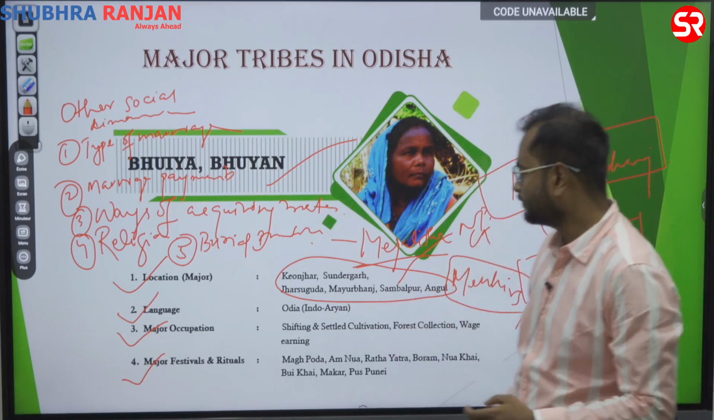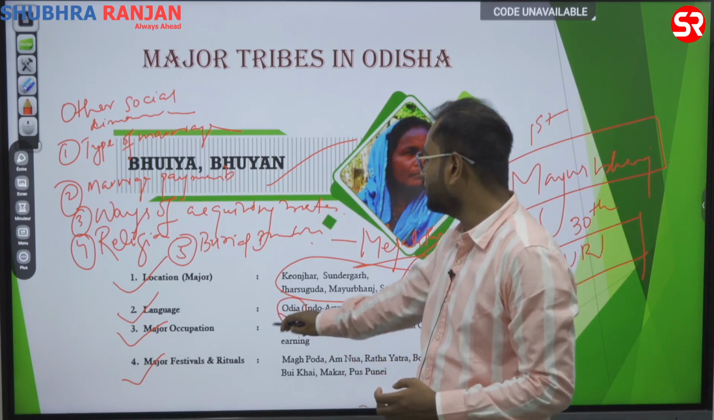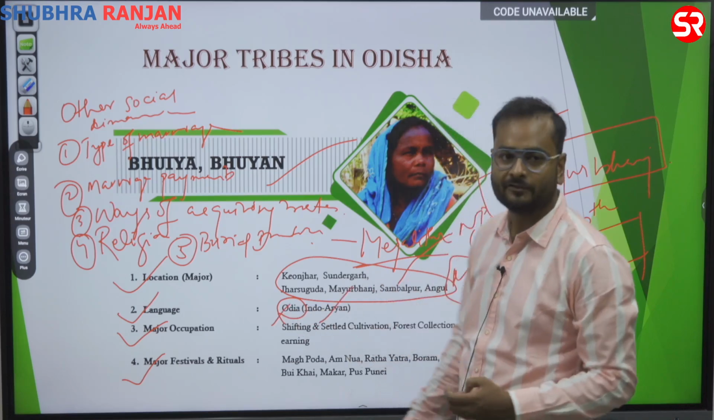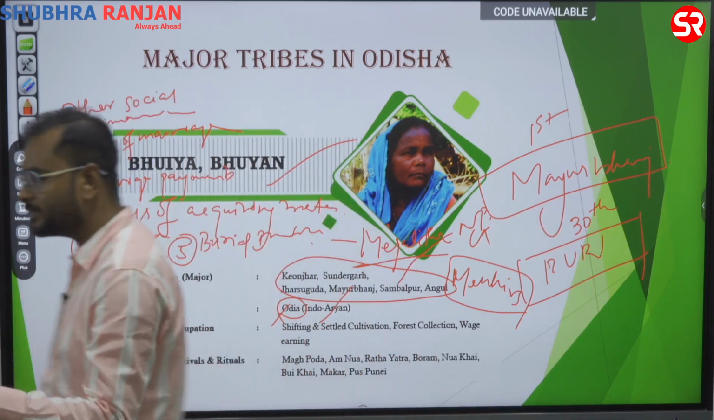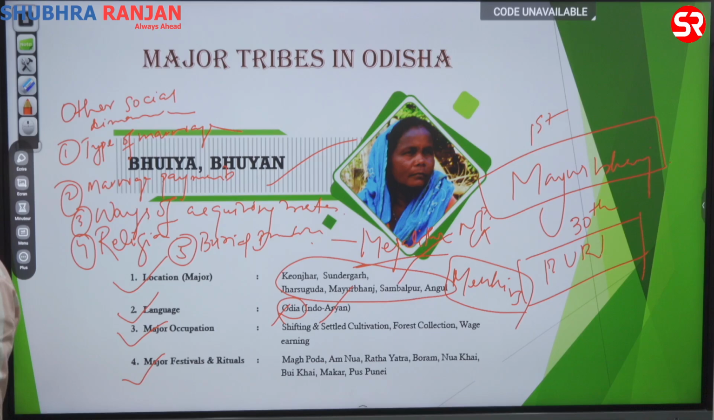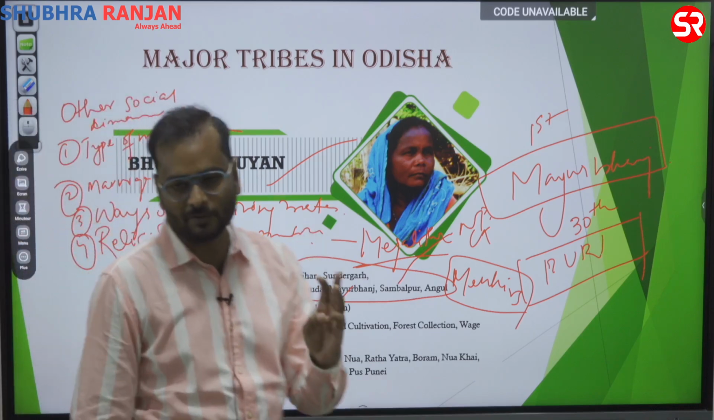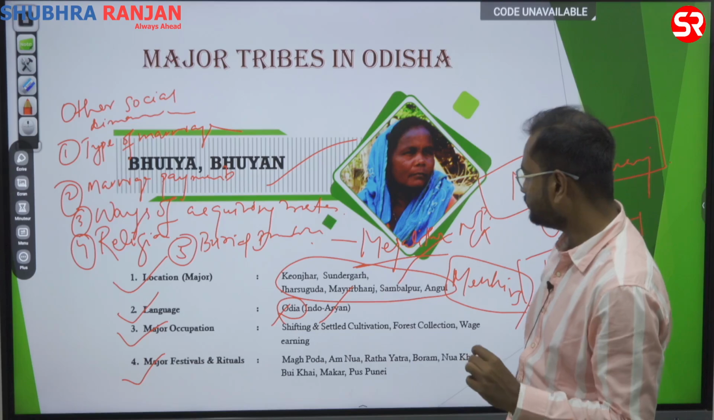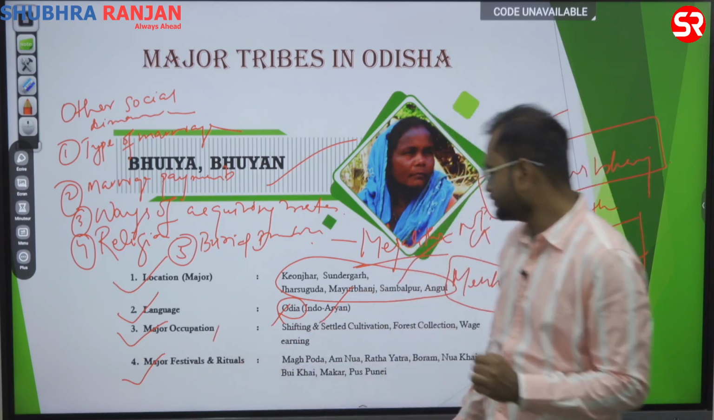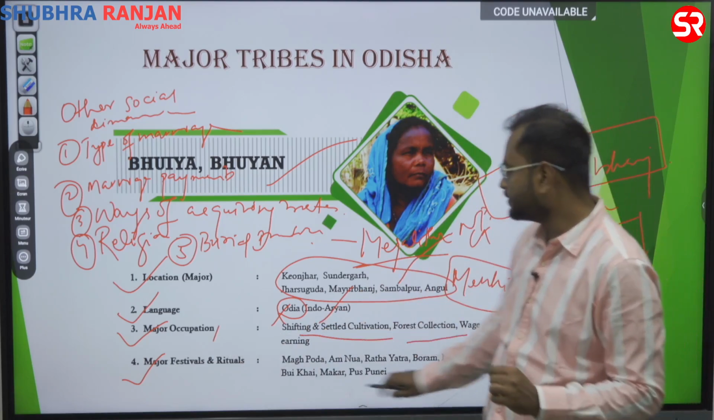Okay. The language. What is the language they primarily speak? They speak Odia, and Odia is an Indo-Aryan language. What were the three types of languages spoken by the tribals of Odisha? The Indo-Aryan language, the Dravidian language, and the third was the Austric language. What was the example of an Austric language? Munda was an example, isn't it? What are the major occupations? Shifting and settled cultivation, forest collection, wage earning.